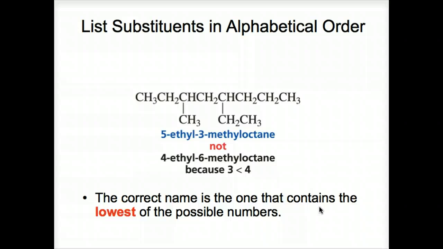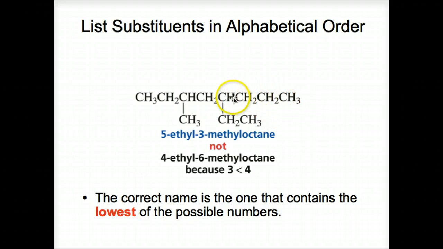We list the substituents in alphabetical order. The correct name is the one that contains the lowest of the possible numbers. So here is a methyl group and an ethyl group. Ethyl comes before methyl, so we're going to number it to get the lowest possible numbers. For example, 5-ethyl-3-methyl-octane is better than 4-ethyl-6-methyl-octane because 5 is less than 6, and also 3 is less than 4. So this is preferred.